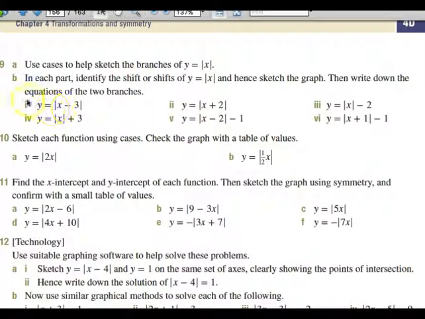Okay, girls, so we've just done that question. We've written the equation of the two branches for y equals the absolute value of x minus 3. Let's try this one. It's a little bit different. So we're going to do 5, y equals the absolute value of x minus 2, minus 1. We're going to sketch that. It does say to sketch, so we're going to sketch it and write down the equations of the two branches. Okay?